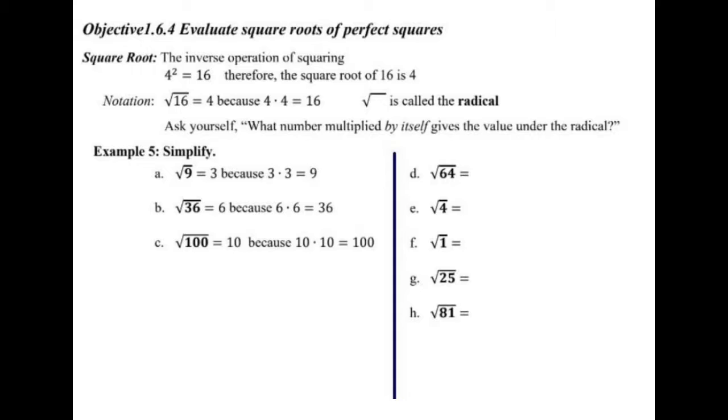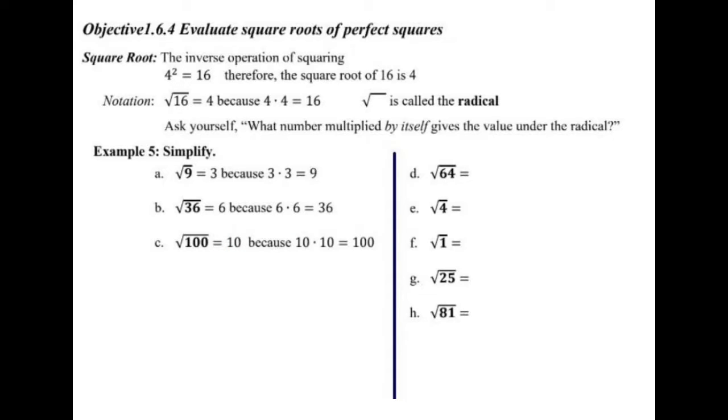Okay, so they just explained what I did on that other page. The inverse operation of squaring is what square roots are. So 4 squared is 16, therefore the square root of 16 is 4. You just work backwards. And you write it this way, using the radical. And you ask what number multiplies by itself to give you the number under the radical. So what number times itself gives you 9? And the answer is 3, because 2 3s multiplied together give you 9. What number times itself gives you 36? It is 6. What number times itself gives you 100? It's 10.